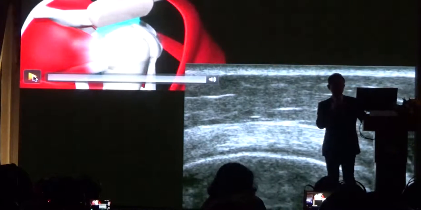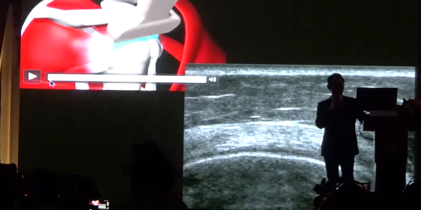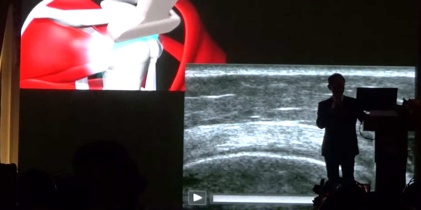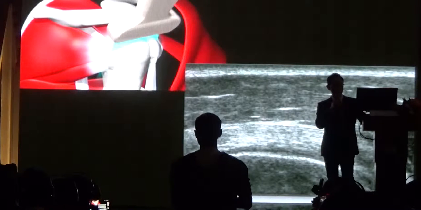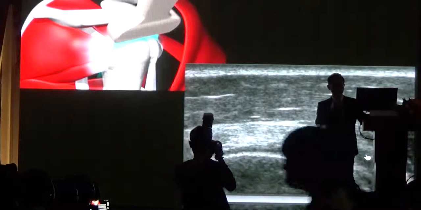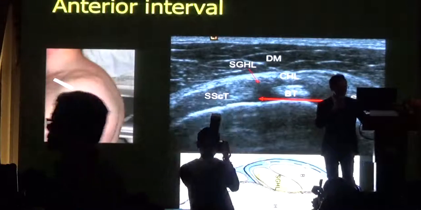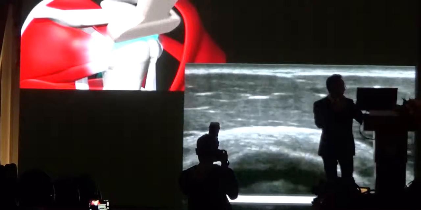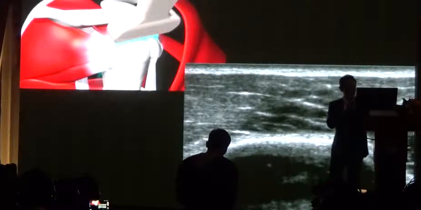We then look at the supraspinatus in the transverse plane, going in that direction. So anteriorly here we have the long head of biceps, and here is the supraspinatus tendon. And this region here is what we call the anterior interval. Let me just go back. See here the appearance of the supraspinatus tendon.